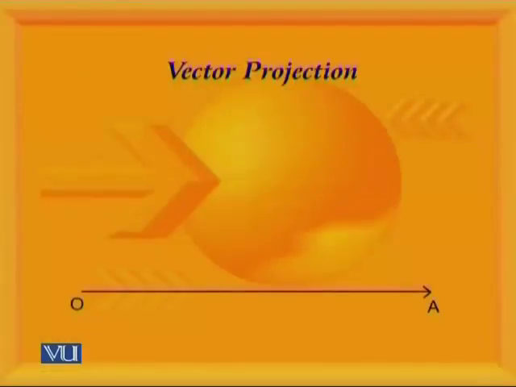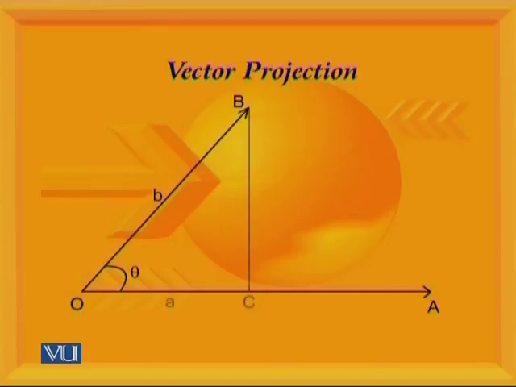We have a vector B and we want to find the projection of vector B in the direction of a given vector A. Let us see. Here we have a vector A along the direction OA and the vector B along the direction OB. The angle in between them is theta. Drop a perpendicular from B onto OA, meeting OA at the point C. OC length is the projection of the vector OB in the direction of A.